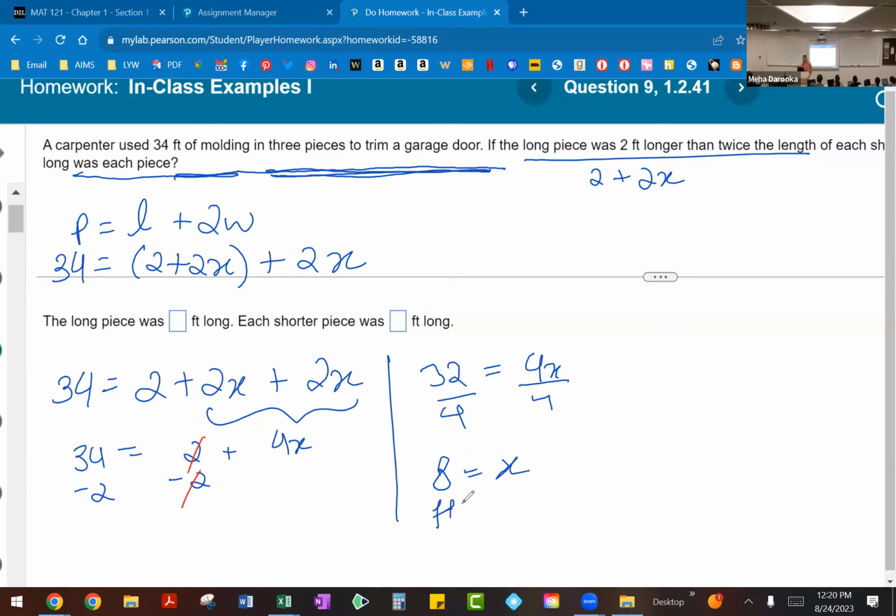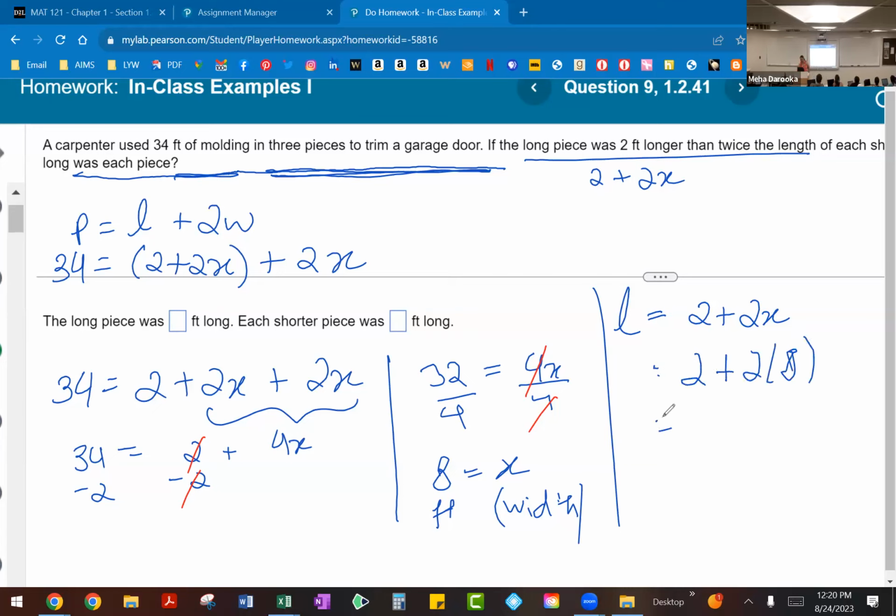Now, is this for the long side or the short side here, guys? Sure, because that is the x value, so this is going to be our width in a way. So what is our length, our long side? That was how we started out, right? 2 plus 2x, so just replace that x with the 8. That's 16, 18. Long piece is 18 feet.